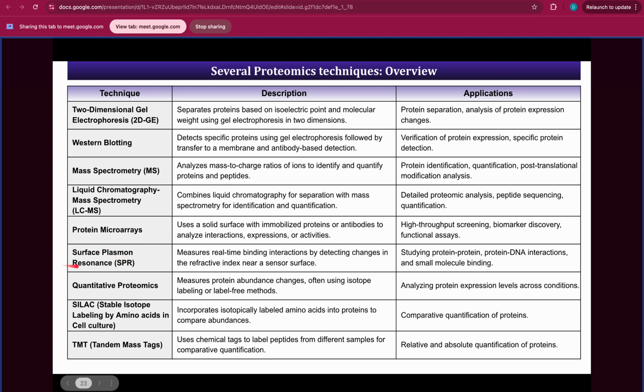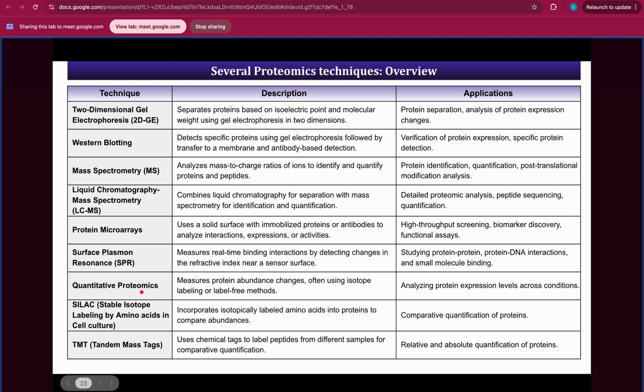Then comes surface plasmon resonance. It measures the real-time binding interactions by detecting changes in the refractive index. So whenever the refractive index changes, with that change I'll be able to know the binding interactions, whether the interactions are strong or weak. This is generally used for protein-protein or protein-DNA interactions.